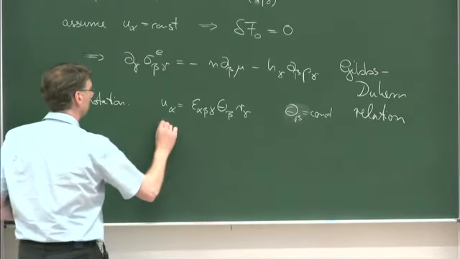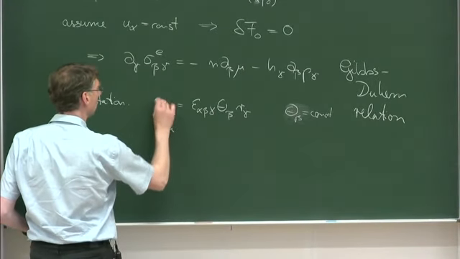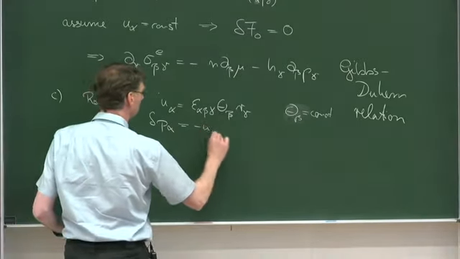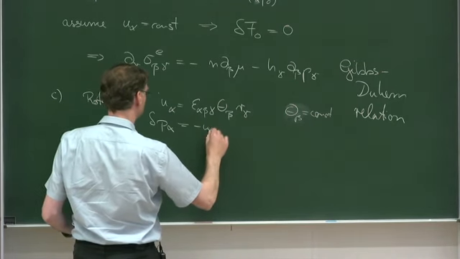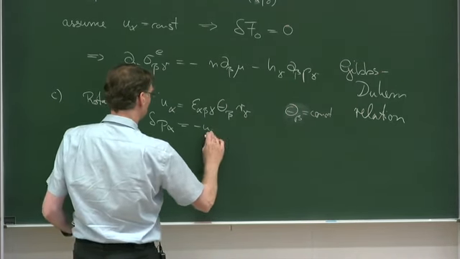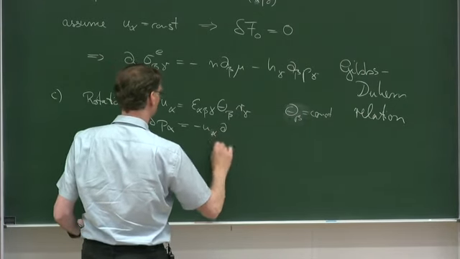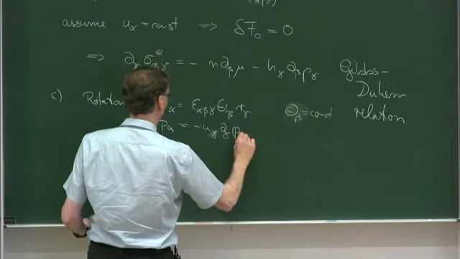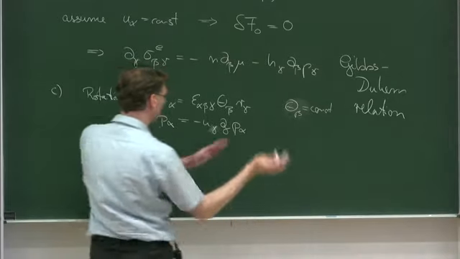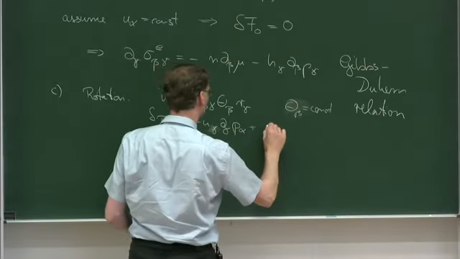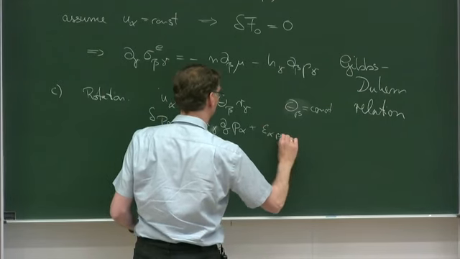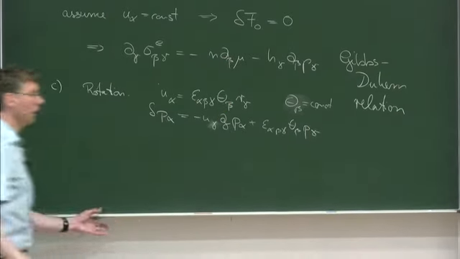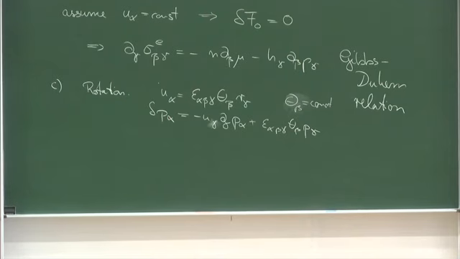And then now I write down the variation of p alpha, and this is now minus u alpha gamma p gamma, and then I have to rotate also the vectors themselves. So I have an epsilon alpha beta gamma theta beta p gamma. Right, so this is really a block rotation of my whole system.